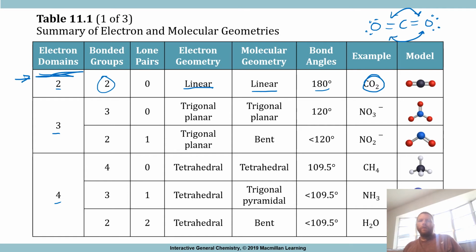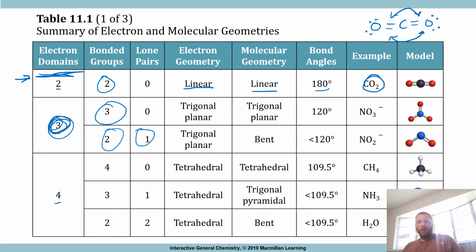Okay. Now, when we go on to our next electron domains, where we have 3 electron domains, things get a little bit more complicated. Because what combinations can come from that are, we could have 3 bonded groups, or we could have 2 bonded groups and 1 lone pair of electrons. Now, the rest of this table shows us everything about the electron geometry and molecular geometry, as well as gives us a couple of examples.